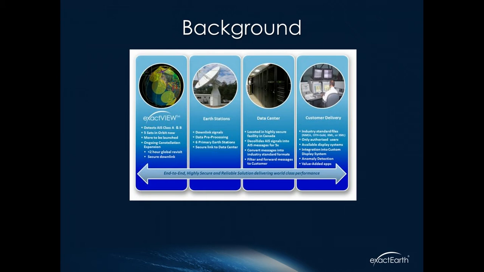Here at exactEarth, we use a growing constellation of low Earth orbit satellites to span the entire globe, picking up AIS messages that ships are regularly transmitting. We then make sense of all those messages at our data processing center and then send on the satellite AIS data to our customers worldwide.